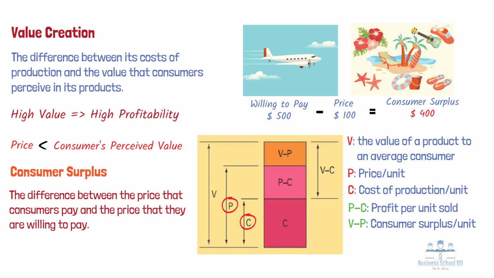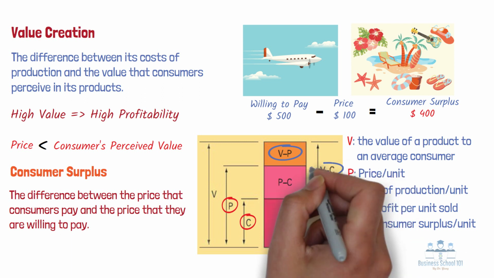The difference between V and P is in part determined by the intensity of competitive pressure in the marketplace. The lower the intensity of competitive pressure, the higher the price charged relative to V. In general, all else being equal, the higher the firm's profit per unit sold is, the greater its profitability will be. The firm's value creation is measured by the difference between V and C.